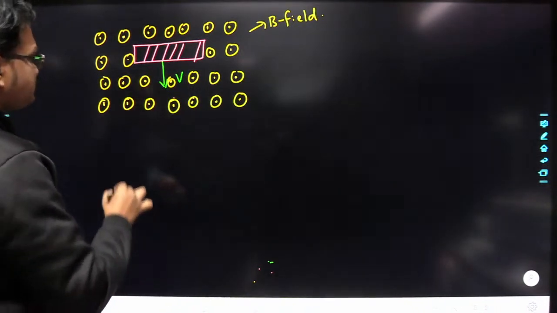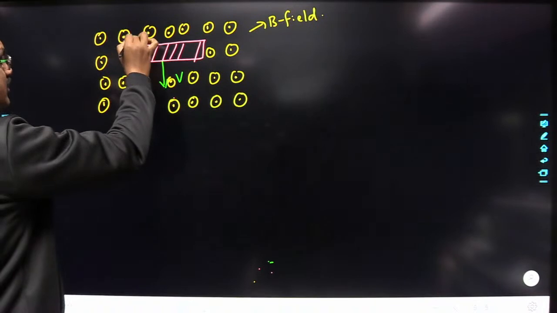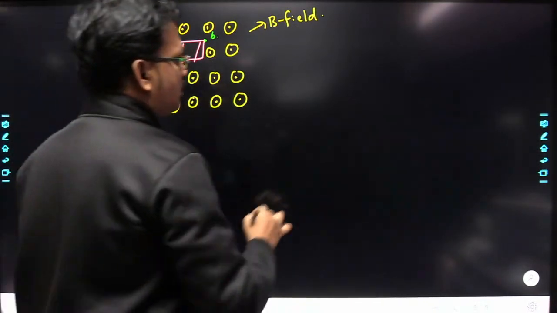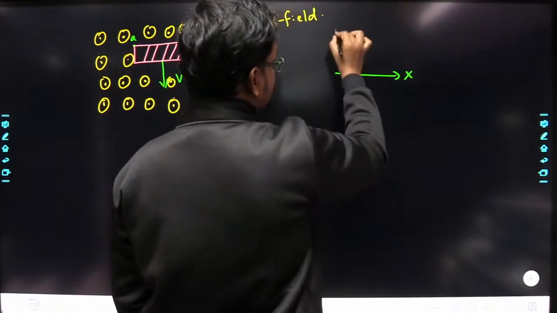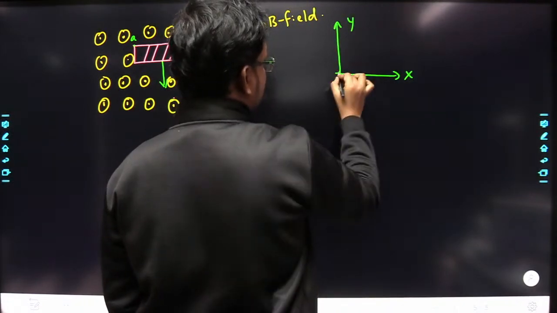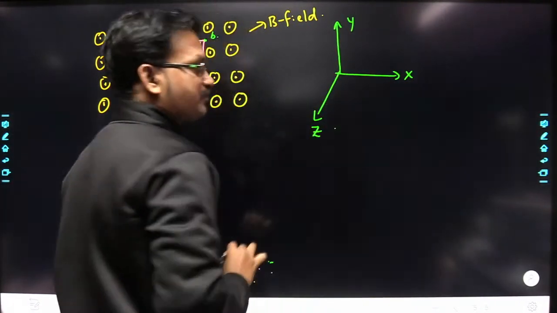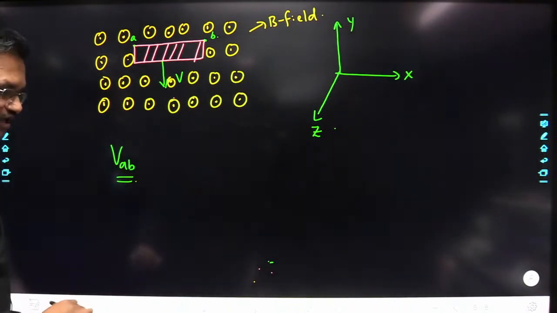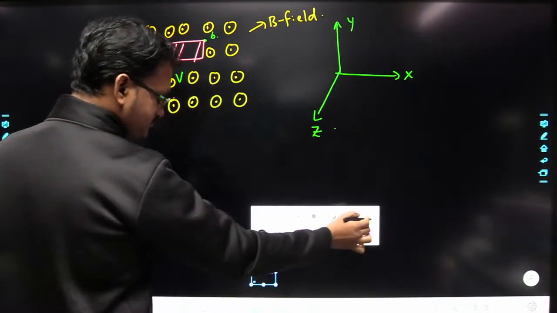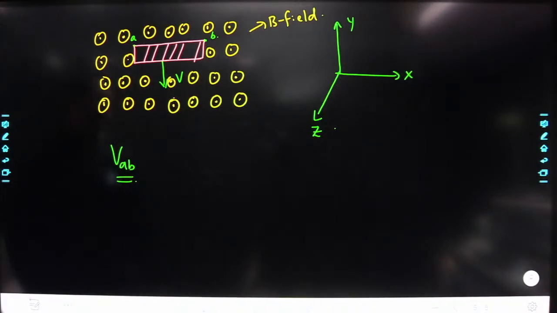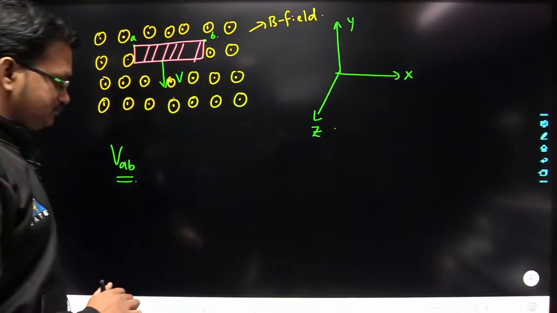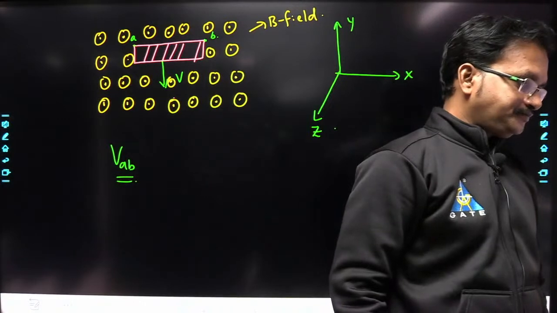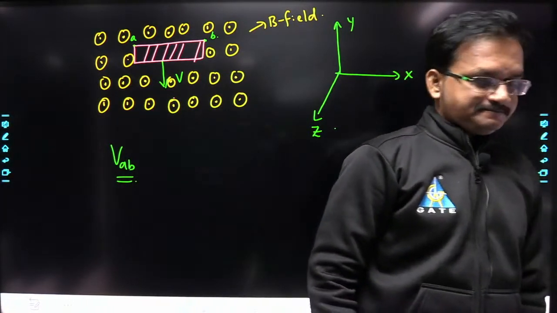Now tell me, let us consider this point is A and this point is B. Now consider this as the x-axis, this as the y-axis and this as the z-axis. Now tell me VAB. Is VAB positive or negative? What are you going to get? Tell me. What is VAB? Tell me here.